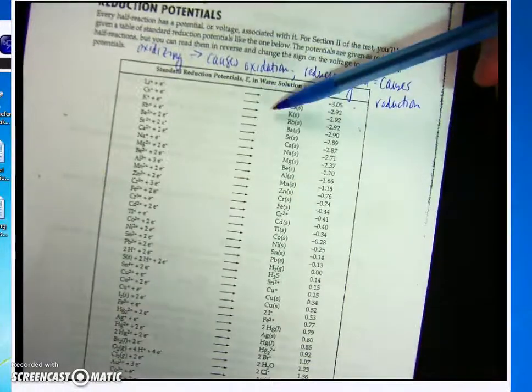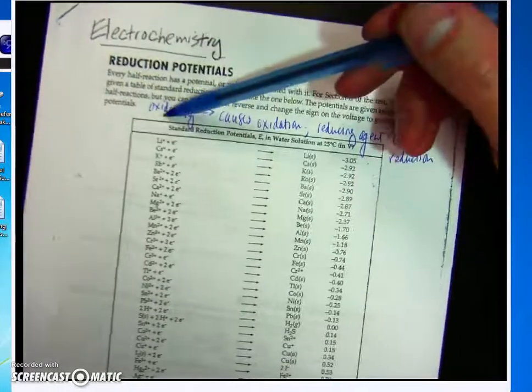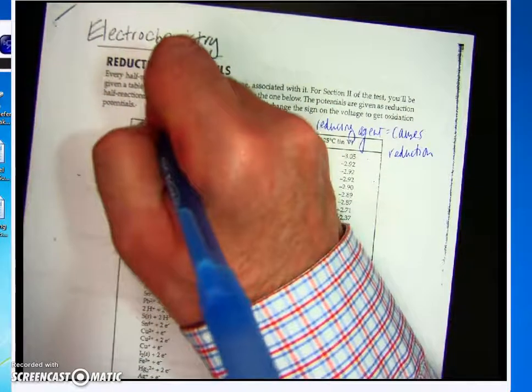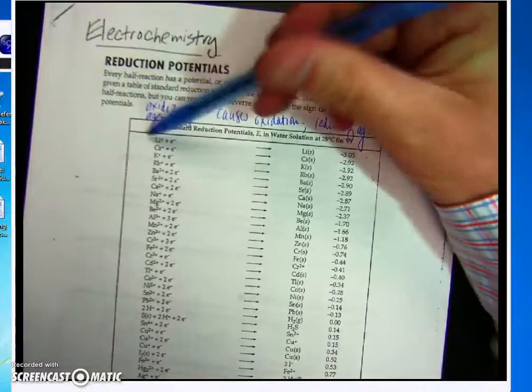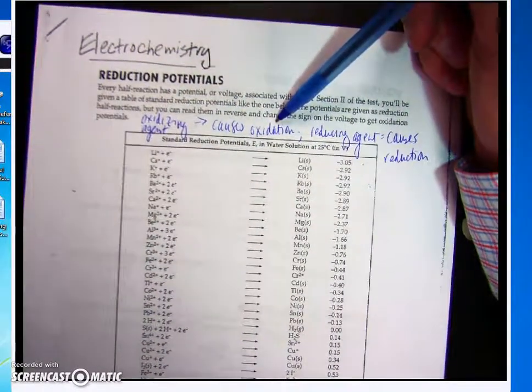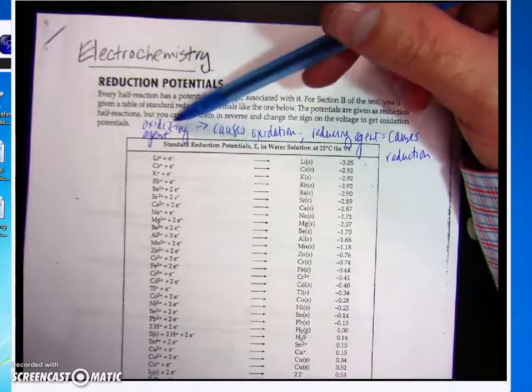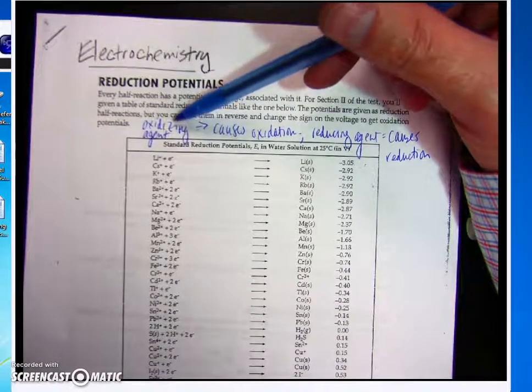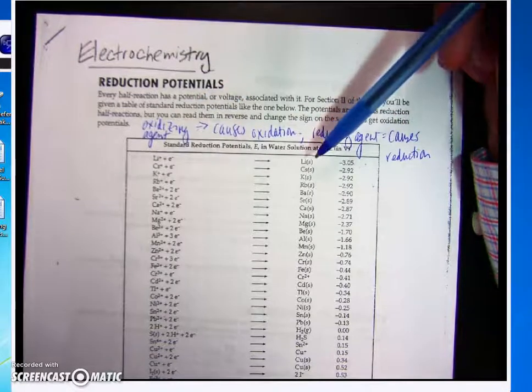So the other way to think about this is if you are an oxidizing agent, you cause oxidation. You cause somebody else to lose electrons, which means you yourself are reduced. So good oxidizing agents are actually reduced very easily.